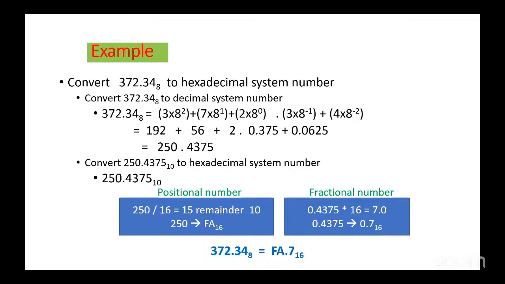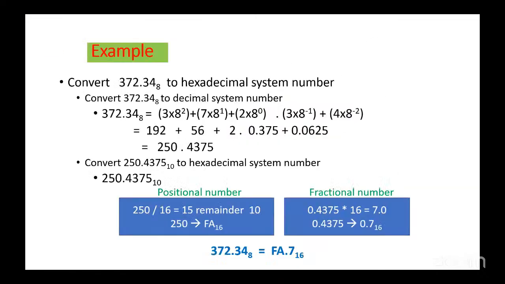Then 250 by 16. How much will you get? FA base 16. Next, 0.4375 multiplied by 16, you will get 0.7 base 16. By combining, the octal number 372.34 is nothing but FA.7 base 16 hexadecimal. So like that you have to convert.